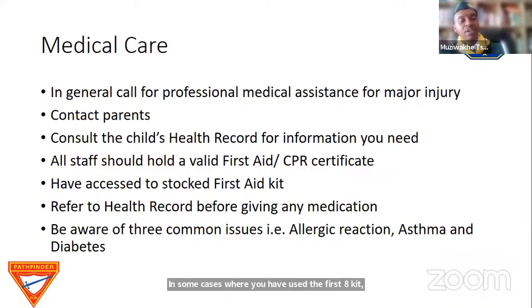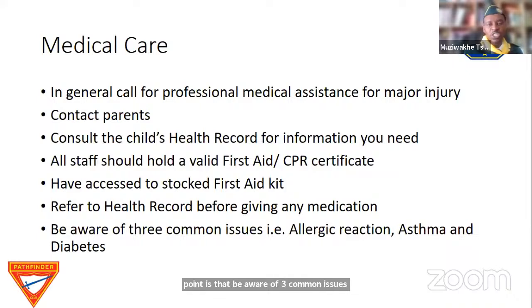Refer to the health record before giving any medication, because you may find that some children are allergic to certain types of meds, or they develop some kind of reactions to certain medications. So when you check the health records, you will know what to give and what not to give to certain children.